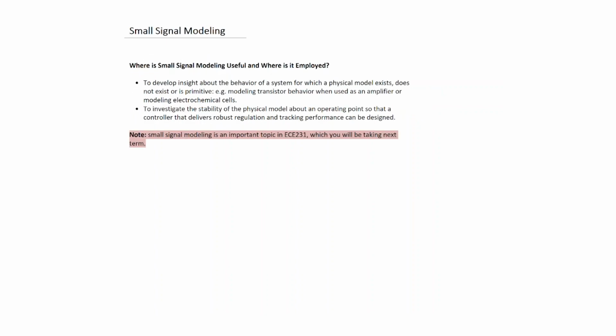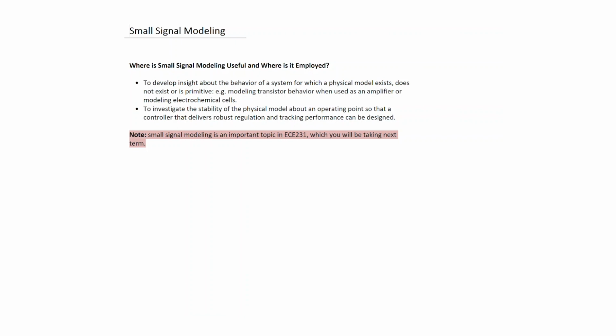Okay. The question is, where is small signal modeling useful and where is it employed? I'm giving you just two specific examples, but it's used in other places as well. For example, if we want to develop insight about the behavior of a system for which a physical model may not exist or is primitive. For instance, if we want to model transistor behavior when used as an amplifier, or we want to model electrochemical cells and understand how they behave, or perhaps improve them by designing better models, then small signal modeling is helpful.